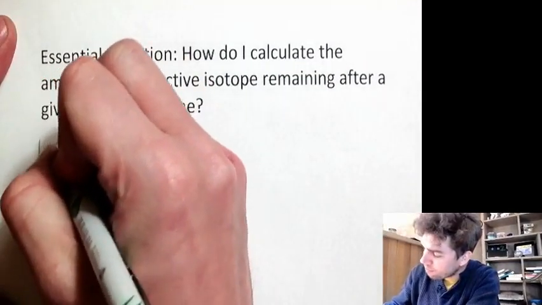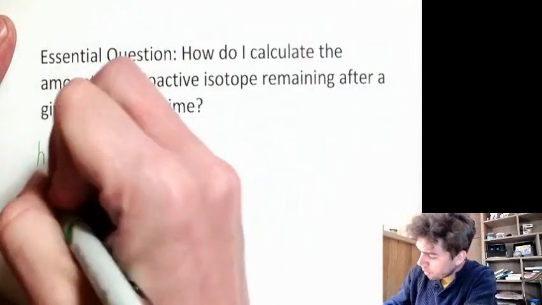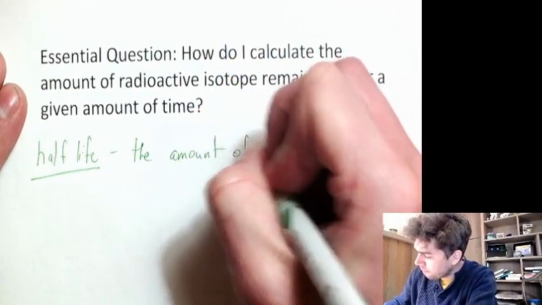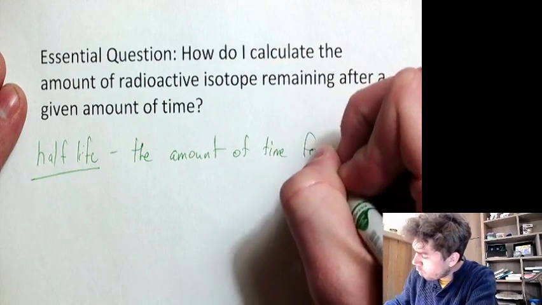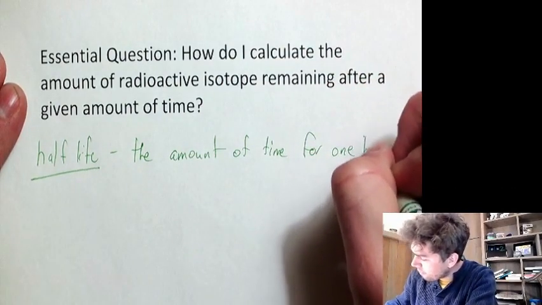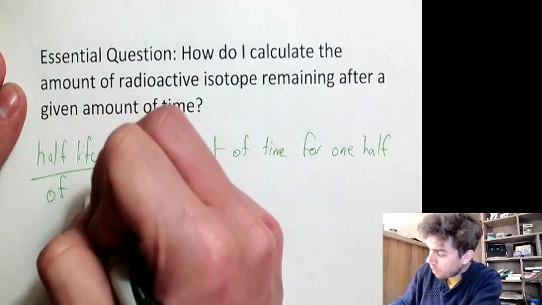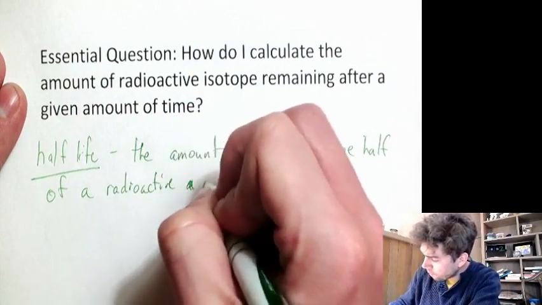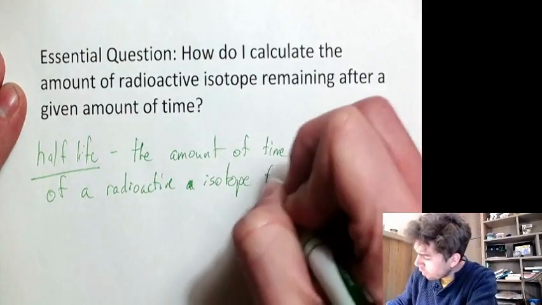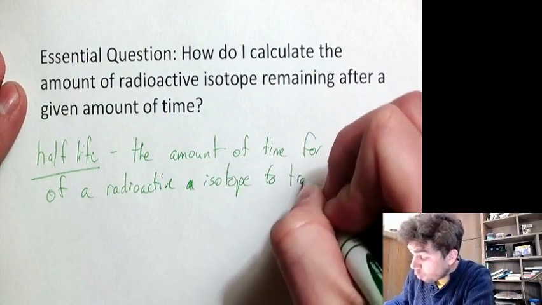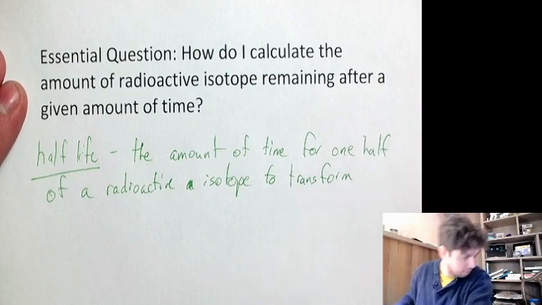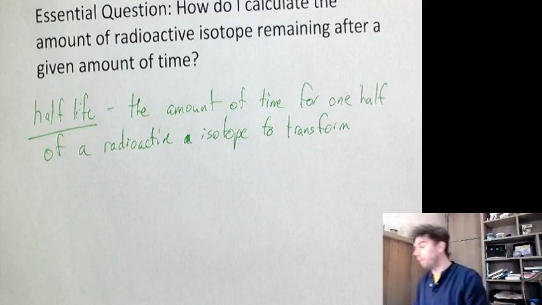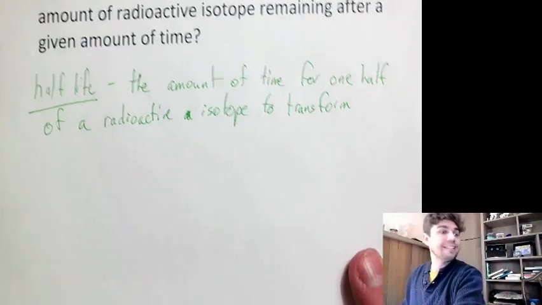So half-life. Half-life is simply the amount of time for 1/2 of a radioactive isotope to transform. Okay, it's simply the amount of time for 1/2 of a radioisotope to transform. So, example here.